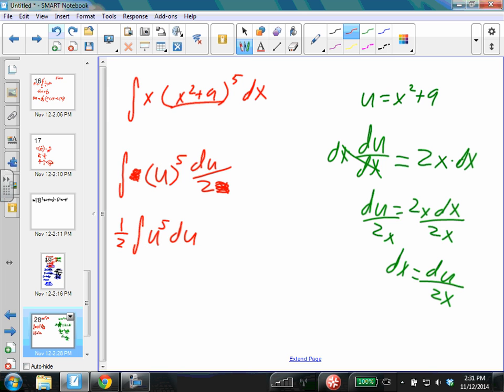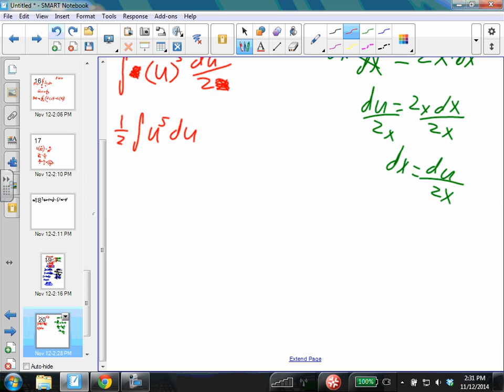And I always pull my constants out like that. It just makes this thing so much easier to look at when that 2 comes out, right? This thing just makes more sense to me whenever I pull that 2 out. And so I need 1/2 of, and now I'm ready to take my antiderivative. What's the antiderivative of u to the 5th? 1 over 6 u to the 6th plus c.